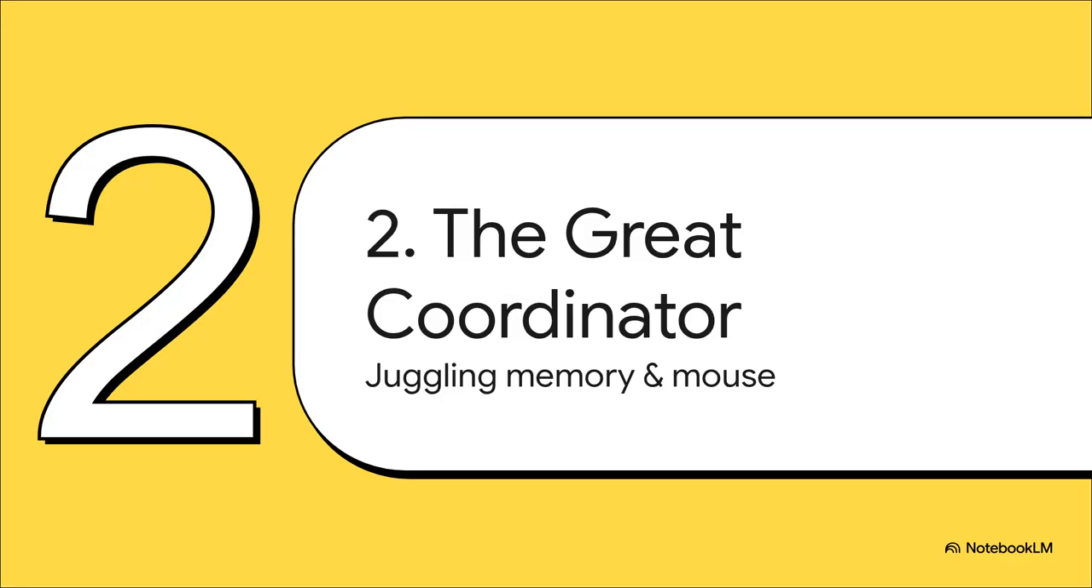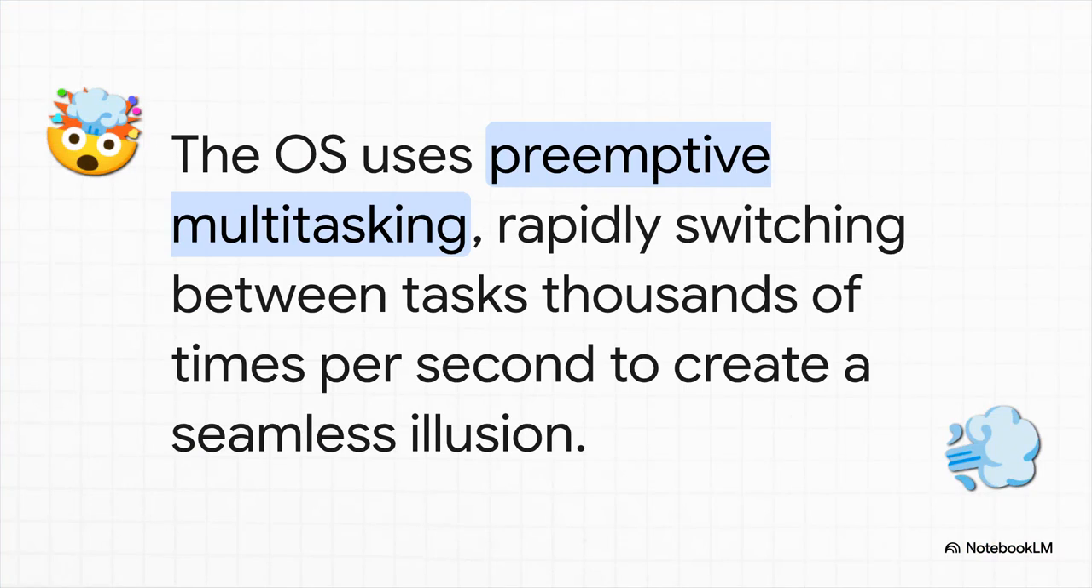And that juggling act, that is where the OS is a true genius. So let's dive a little deeper into how it pulls off being such a great coordinator. Just think about it for a second. Right now, you might be browsing the web, listening to some music, and getting email notifications all at the same time. How is that possible? It's because of something called preemptive multitasking. Your OS is switching the processor's focus between tasks so incredibly fast, we're talking thousands of times a second, that it creates this perfect illusion that everything is happening at once. It's a pretty mind-blowing feat of coordination, really.